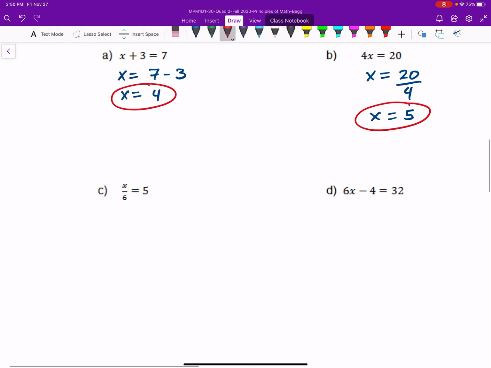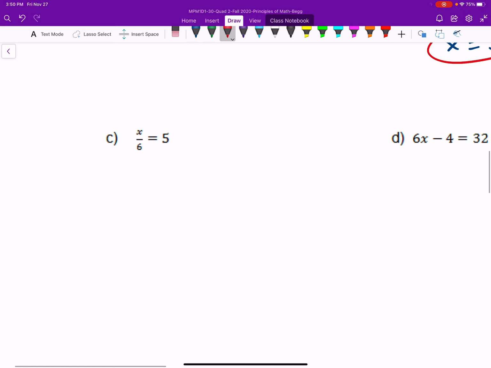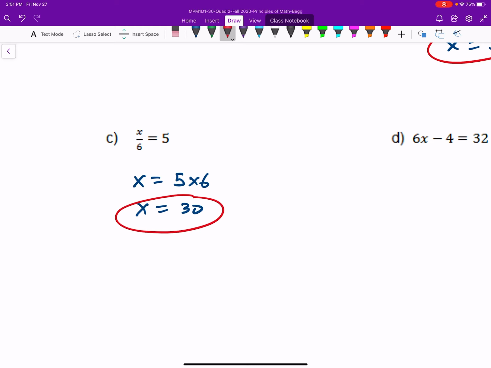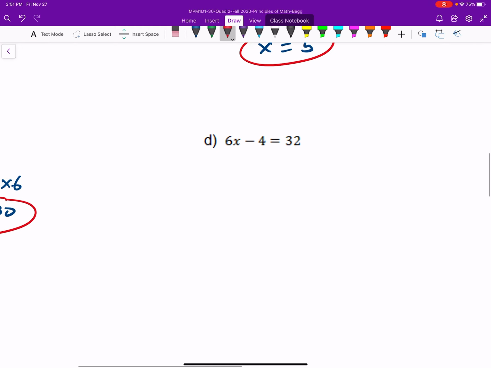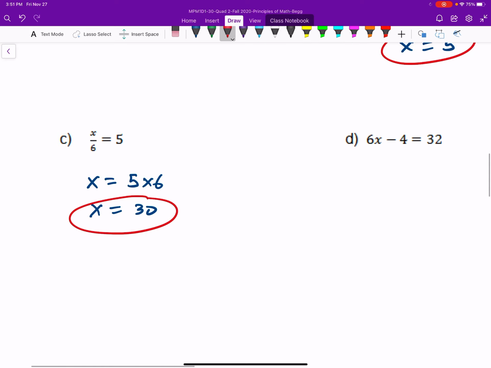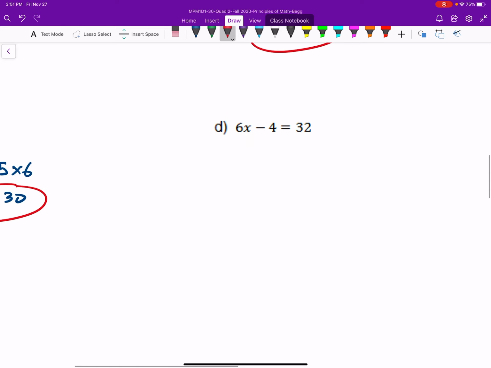The opposite in this case is we've got x divided by 6, so the opposite, let's do that in blue, would be to multiply both sides by 6, and I'd get x equals 30. And again, if we want to check these last two, 4 times 5 does equal 20, and 30 divided by 6 does equal 5. You can check it on a calculator.